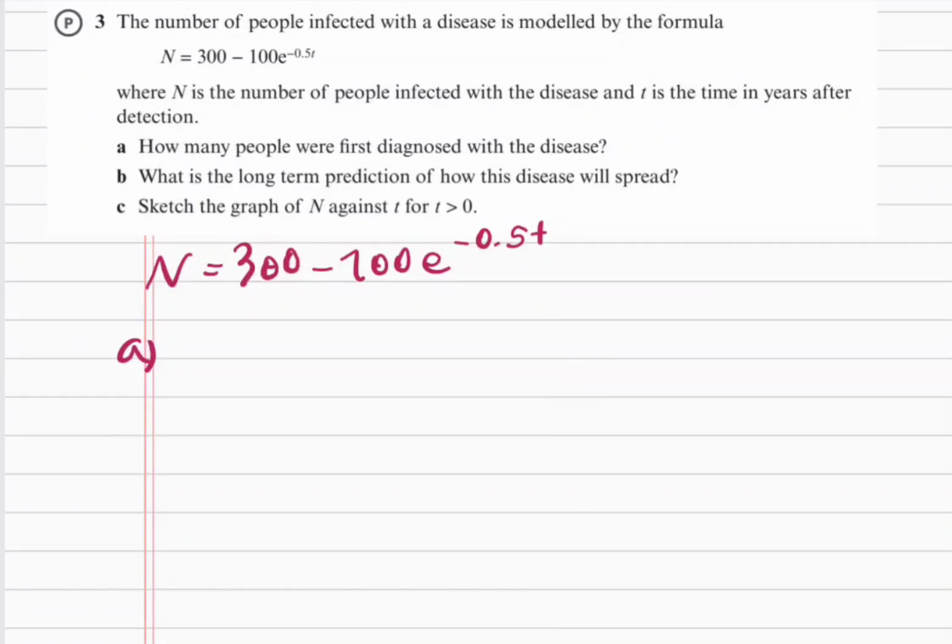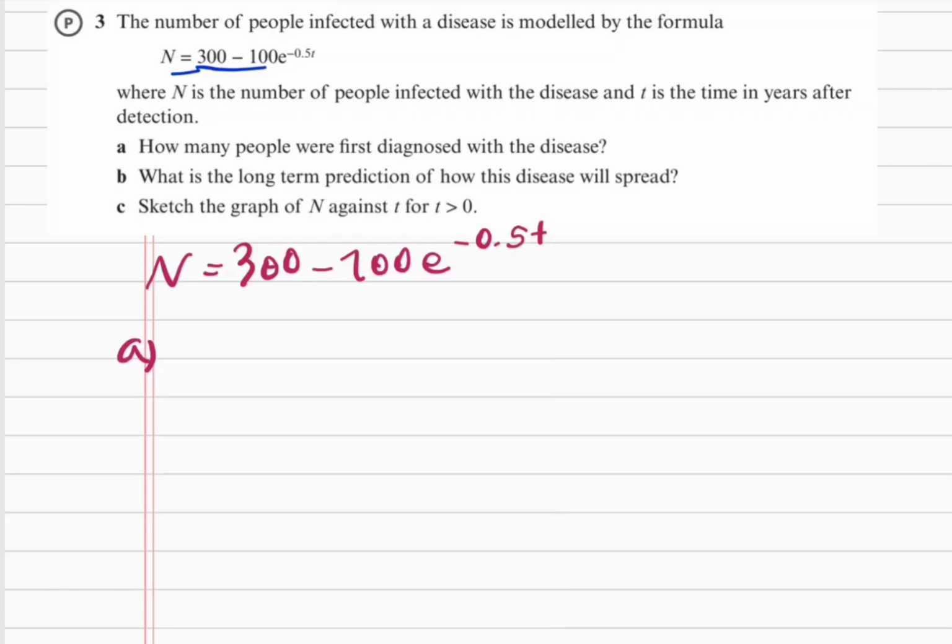Everyone, this video is on exercise 14C question 3, and this is about exponential modeling. So we have the number of people who are infected with the disease, and that's modeled by this formula, where n is the number of people infected and t is the time in years after detection. It's very typical that they first give you a formula, and then in the first part they ask a very basic question. So in this case, the first question is how many people were first diagnosed with this disease?